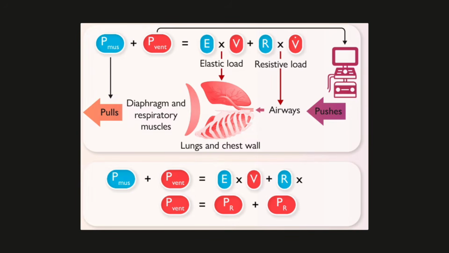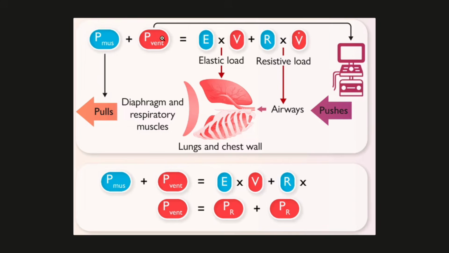So this is a schematic diagram showing the same thing. Here you can see the P vent. This is the pressure generated by the ventilator, and P mus is the pull of the respiratory and the diaphragmatic muscles. So it is both of them combined that push the air into the lungs.